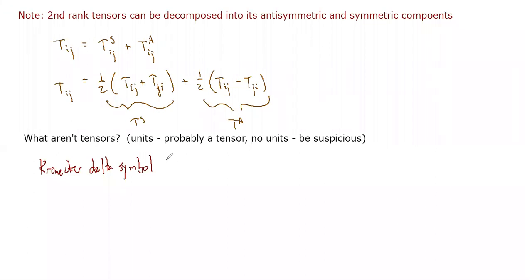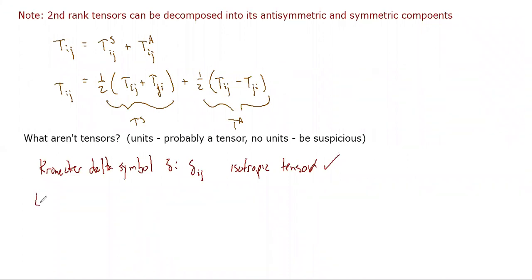And the Kronecker delta symbol is delta ij. It's 1 if they're equal, 0 if they're not equal. It turns out, and we'll prove this probably the last thing we do, that this is a tensor. So this is what's called an isotropic tensor. So this passes the test.